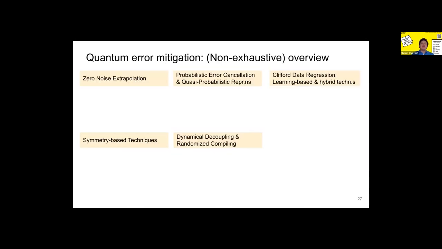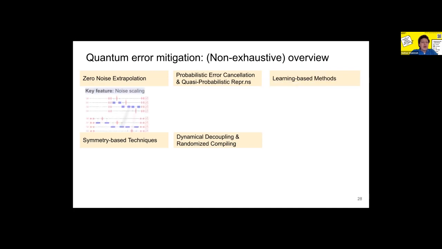So now I'm going to provide a very quick, brief overview of existing quantum error mitigation techniques. It's a non-exhaustive overview, so please bear with me if I miss something, but at a high level, it's still informative, I think. The first technique I want to mention is zero noise extrapolation, which is based on the key idea of noise scaling. I will add a bit more details later on.